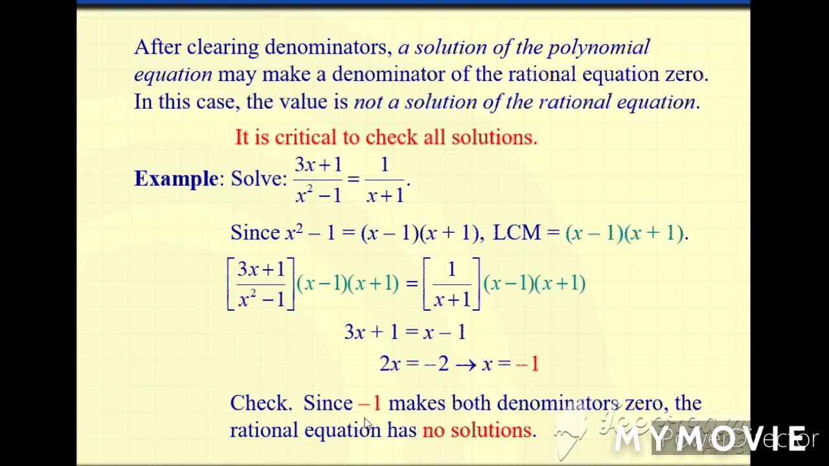Check. Since negative 1 makes both denominators 0, the rational equation has no solutions. So if you substitute negative 1 into the denominator here, negative 1 plus 1, it becomes 0. Therefore, that is not defined, or undefined.